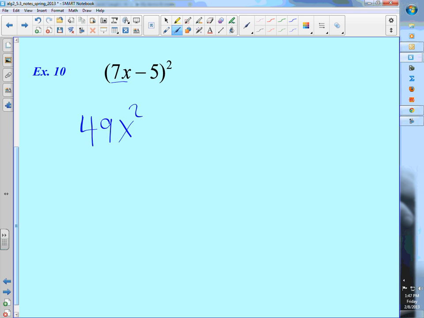Not 35. Not negative 35x. And then double that: negative 70x. Square the last: plus 25. The last term's always a plus. Now that is called a perfect square trinomial. When you square a binomial, you get a PST, a perfect square trinomial.